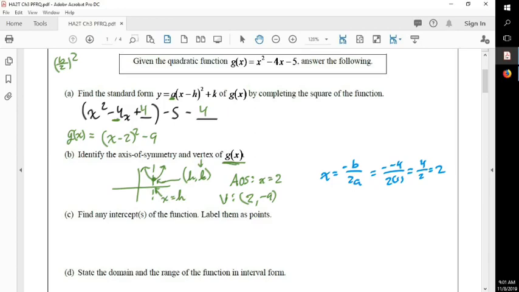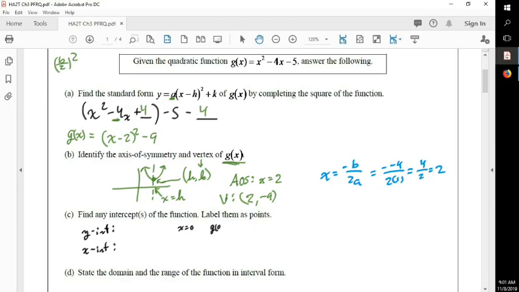All right, next. Find any intercepts of the function. That means y-intercepts and x-intercepts. The y-intercept is the easy one to find. You just have to know that x equals 0 for y-intercepts. So we plug it in, and you can plug it into any version of g that you have. This one looks easier, so let's plug it in.